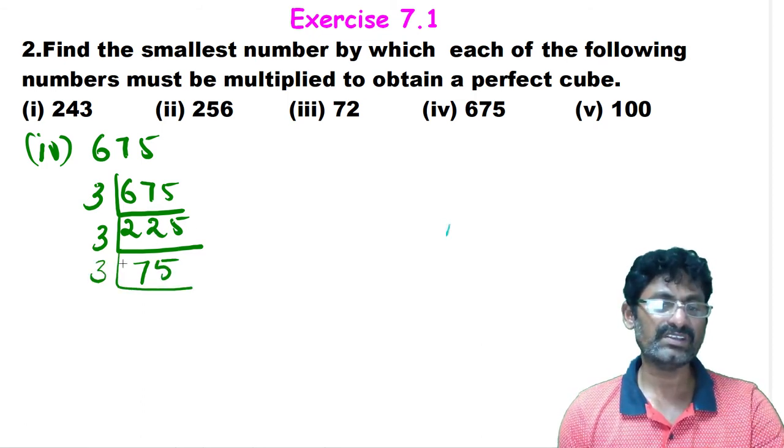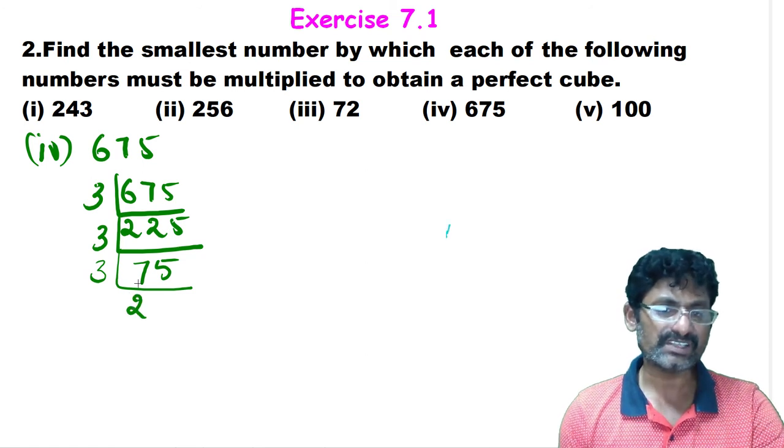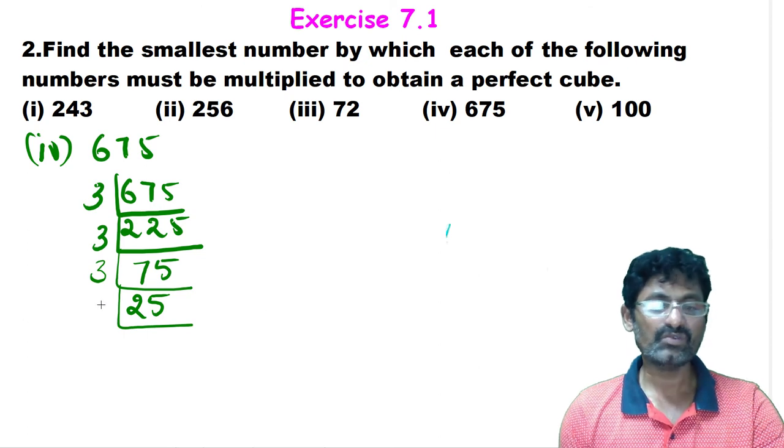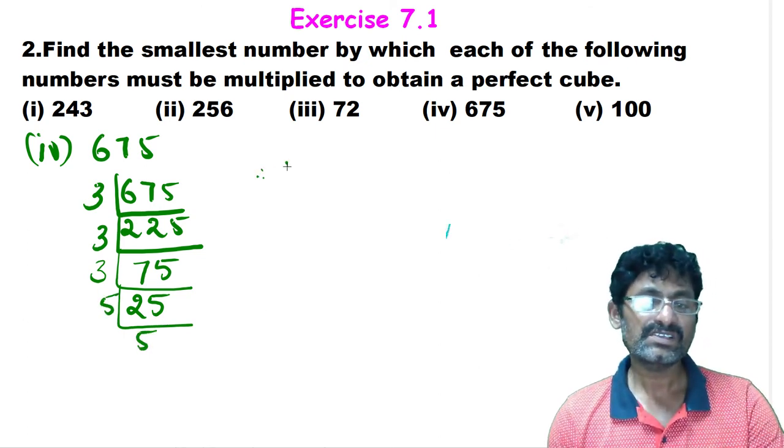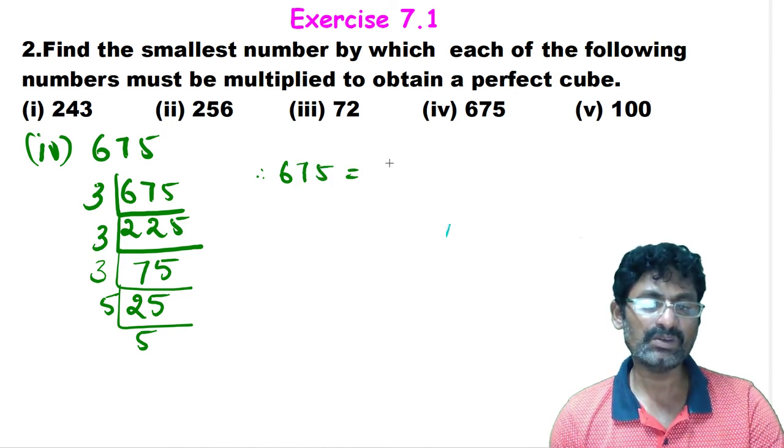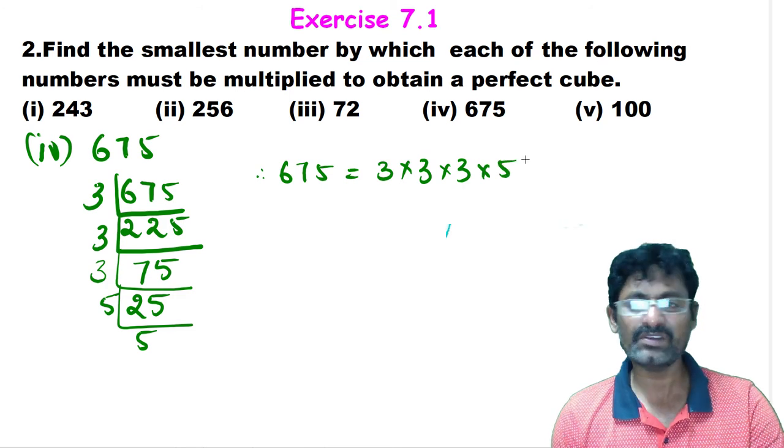Now again do with 3. So 3 times 2 is 6. Then 15. 3 times 5 is 15. Now 25 can be written as 5 into 5. So therefore 675 equal to 3 times 3 times 3 then times 5 times 5.